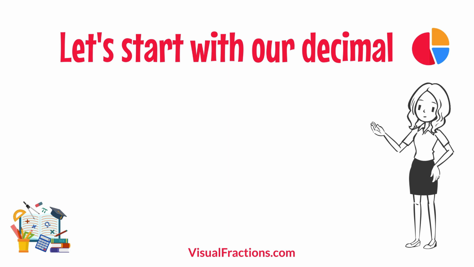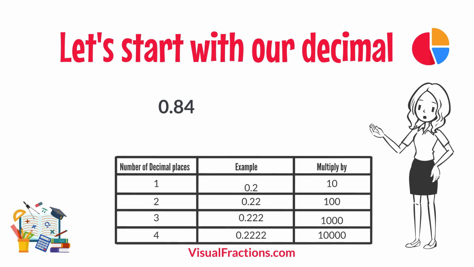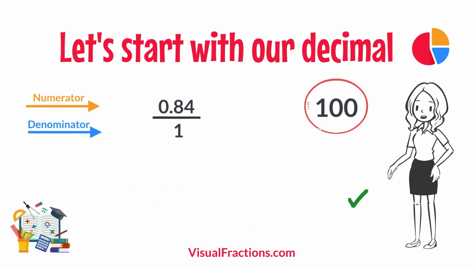Let's start with our decimal, 0.84. Notice there are two digits to the right of the decimal. This places it in the hundredths position. To convert this decimal into a fraction, you initially put it over 1, essentially treating the decimal as the numerator in a fraction where the denominator is 1.